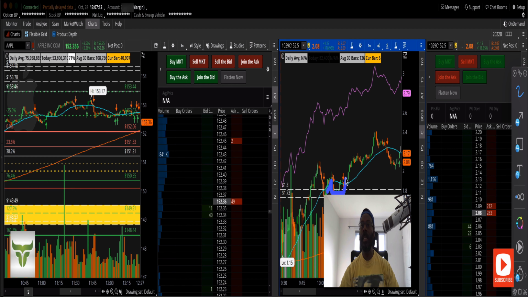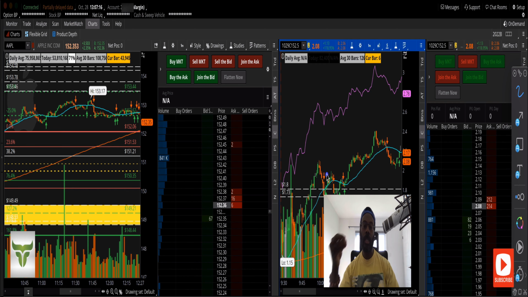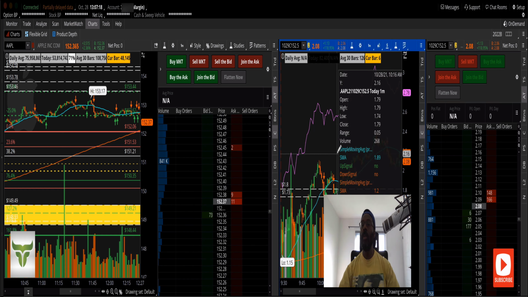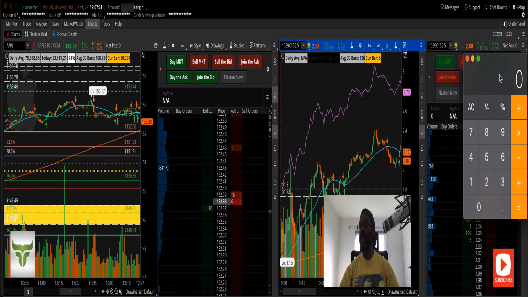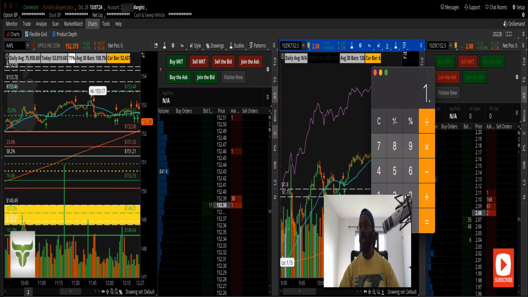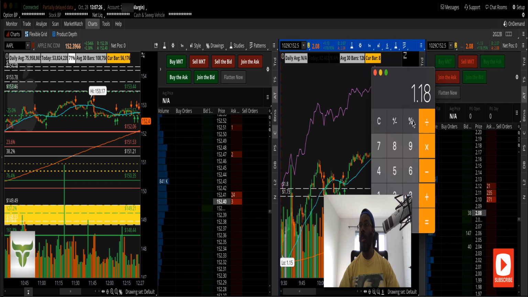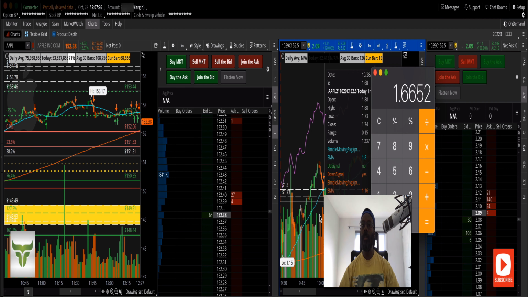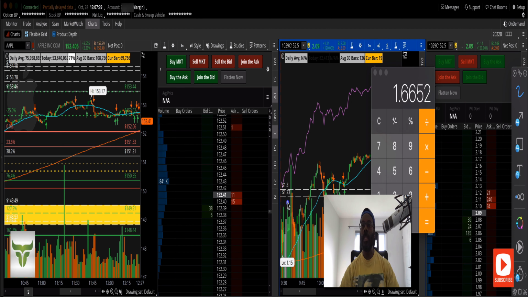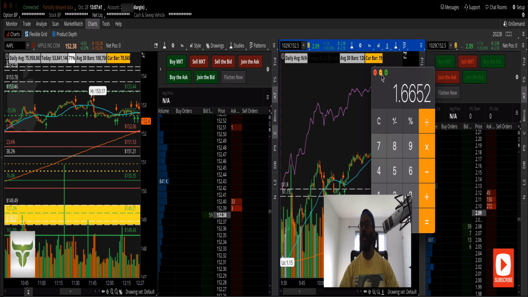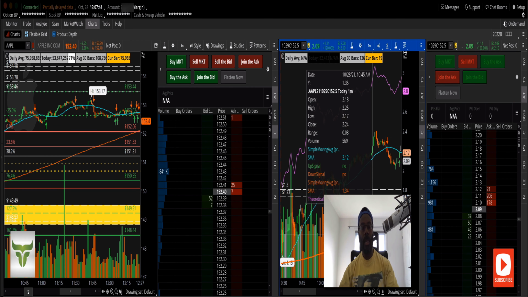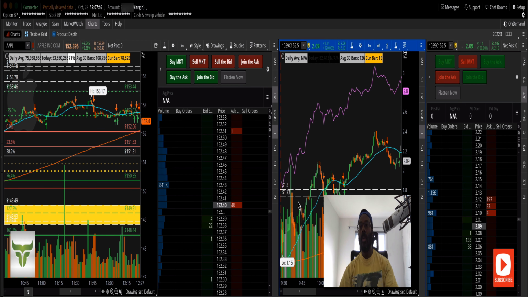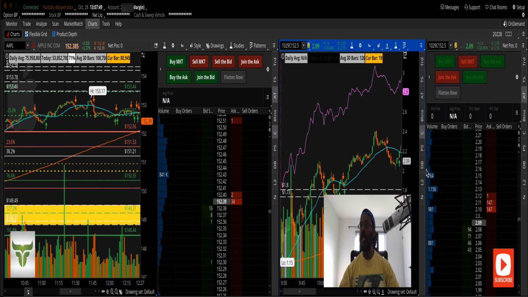And as you see right there, your stop loss is minus 8%. So let's come over here. Let's get the trusty calculator. 181 minus 8% stop loss. Stop loss is 166, right? But obviously we're not going anywhere near the stop loss, right? That's not happening.